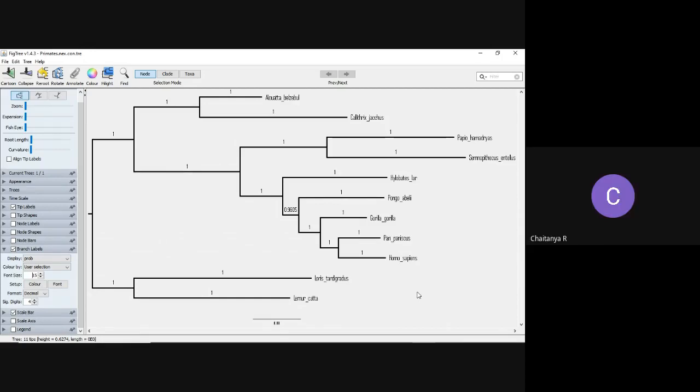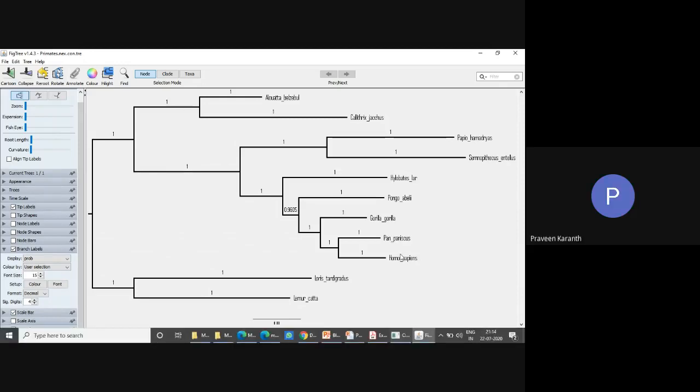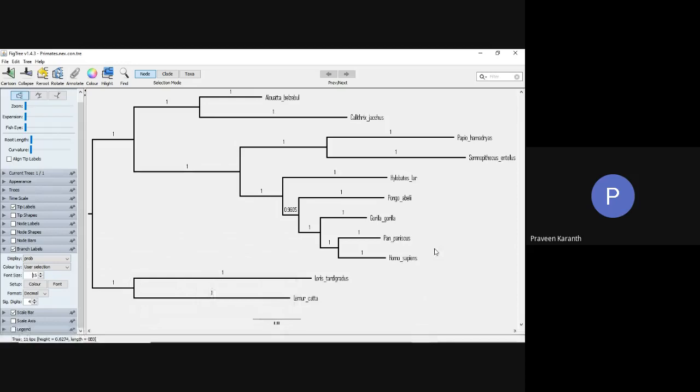Sure. Okay, so let me open Tracer. Chaitanya, just hang on, just one thing here. Don't change the presentation. There's something wrong here, man, because the branches leading to the terminal taxa also have posterior probability values. You see that?